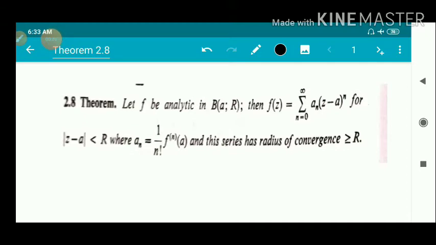And also we have to show that this analytic function can be represented in the form of a power series sigma n equal to 0 to infinity a_n (z minus a) raised to n for mod z minus a less than R, that is in the interior of the disk B(a, R). And we have to show that a_n is actually f^(n)(a) divided by n factorial, and also about the radius of convergence, that is the radius of convergence of this power series f of z is greater than or equal to R, that is at least capital R.